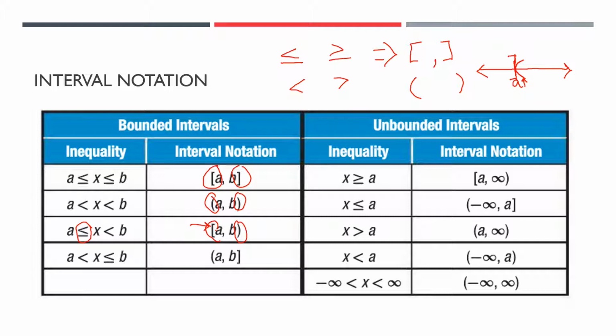Also, if you don't have a bottom or a top of your inequality, so all of these inequalities are bounded. All of these have an upper and a lower bound. I can't get past certain numbers. But here, anything above A works. So if anything above A works, then I can go all the way up to infinity.